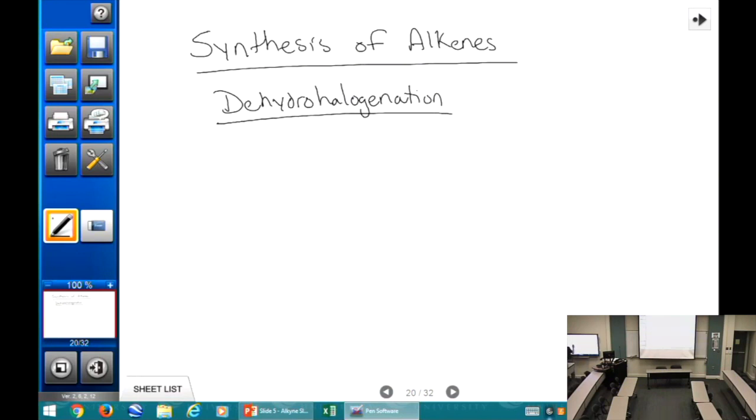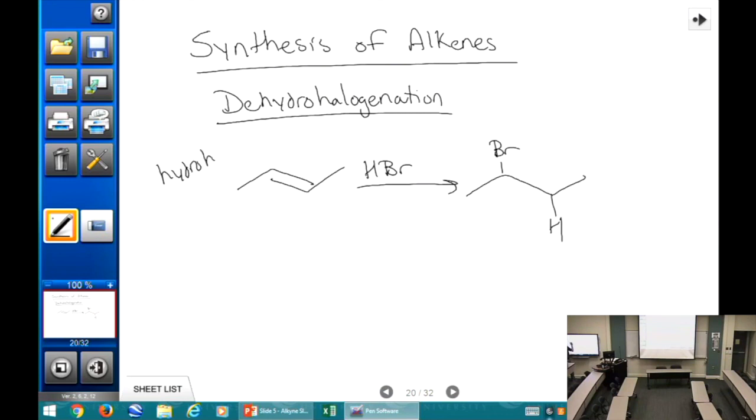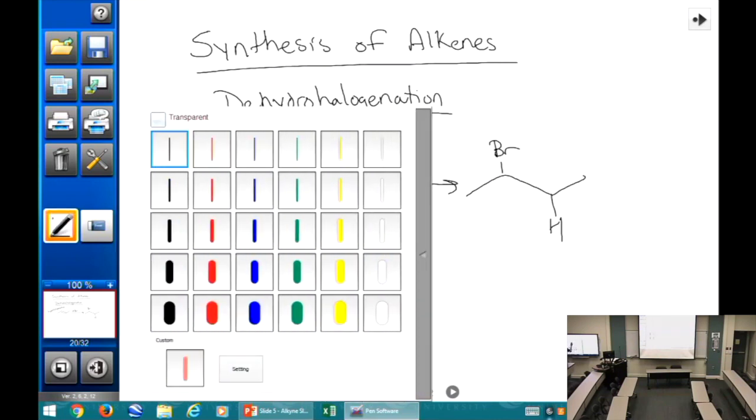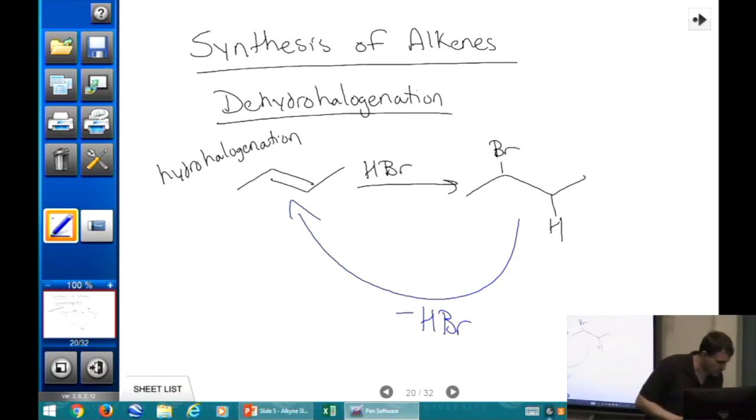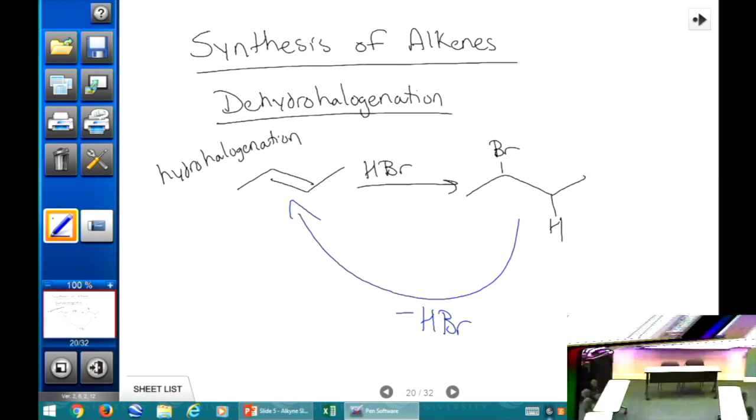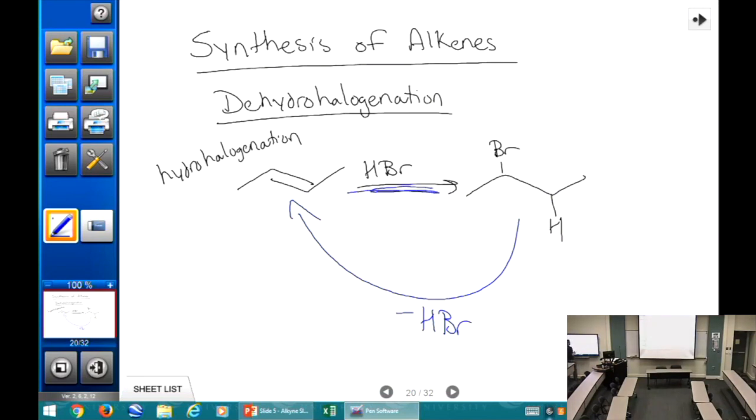Dehydrohalogenation is the exact opposite of hydrohalogenation. So we learned this reaction where you have a double bond, you add HBr, and you put the bromine on one side, hydrogen on the other. This is hydrohalogenation. Dehydrohalogenation is doing this reaction in reverse. So we start with an alkyl halide and we remove HBr from the molecule to give an alkene. So we're undoing this reaction.